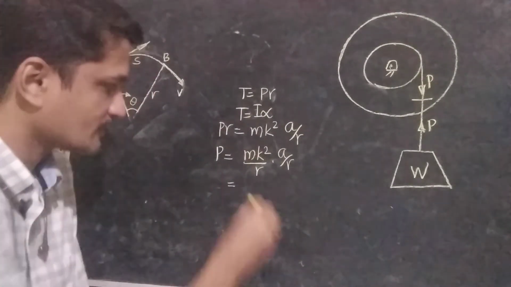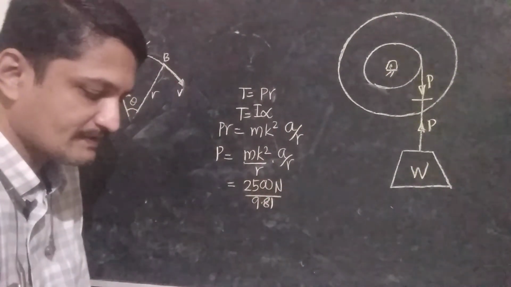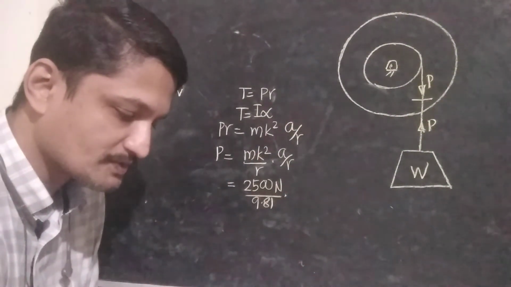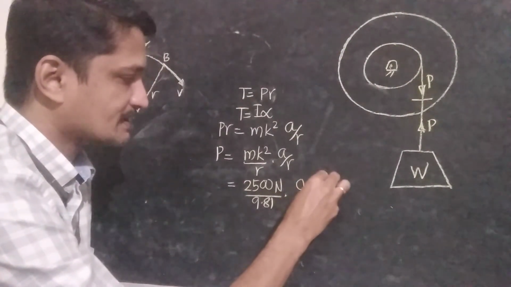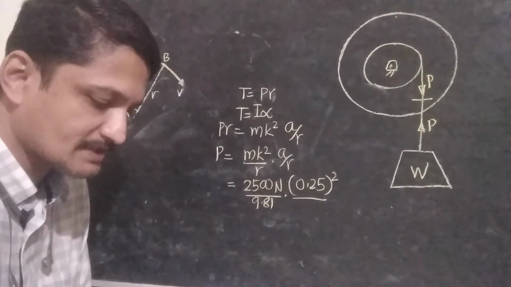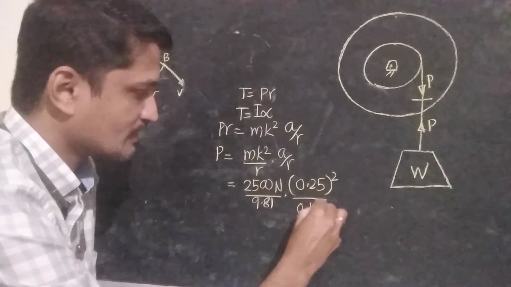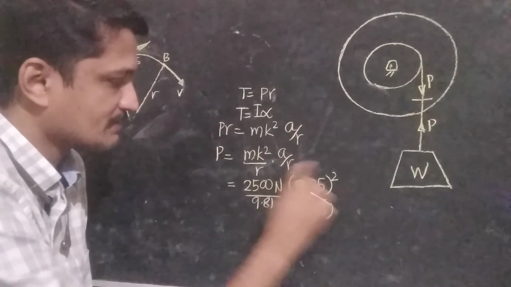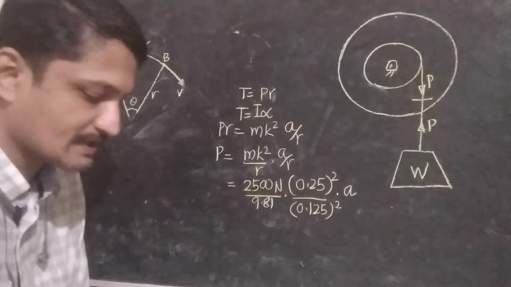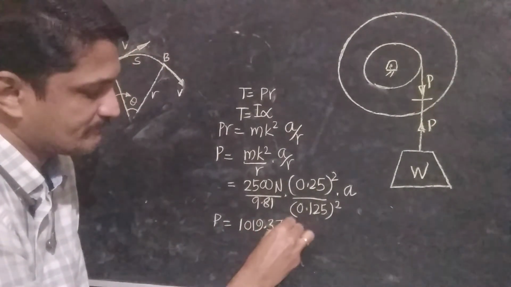Here the mass of the object is equal to 2500 Newton divided by G, divided by 9.81, into k square by R square. The radius of gyration already given in this question is 250 mm, that means 0.25 meter. R is the radius of the rotating object, that is the shaft radius, 125 mm given in the question, that means 0.125 meter. So P is equal to 1019.37 A. Equation number 1.